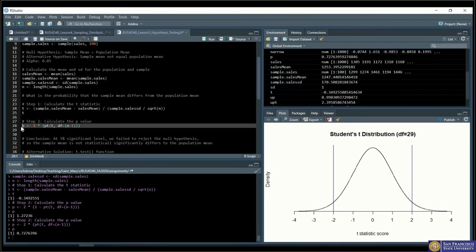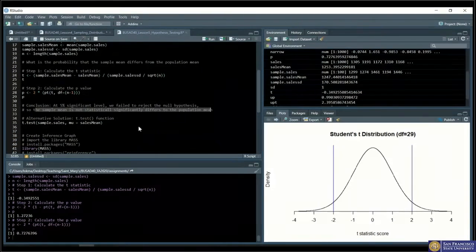So at a 5% significance level, because we compare it to 5%, the p-value is just too large. We fail to reject the null hypothesis. So the sample mean is not statistically significantly different from the population mean. They're basically the same thing in general, because it's very possible that we can just randomly draw 100 samples and bump into this mean value.